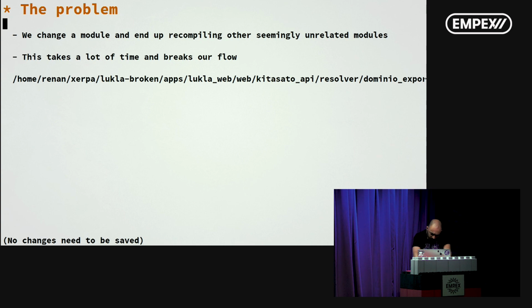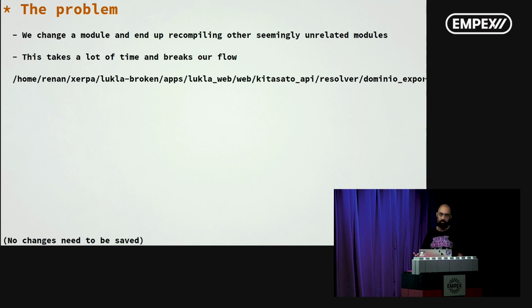So, what we're going to talk about here today is some knowledge from the trenches. We have a very big Elixir application, and we needed to wrestle with the recompilation behavior of Elixir, and it seemed like no one had those kinds of problems before. I have personally spoken with José Valim about them, and he said, wow, you guys got a lot of code. Interesting. So the problem is we change a module and end up recompiling other seemingly unrelated modules. This takes a lot of time and breaks our flow.